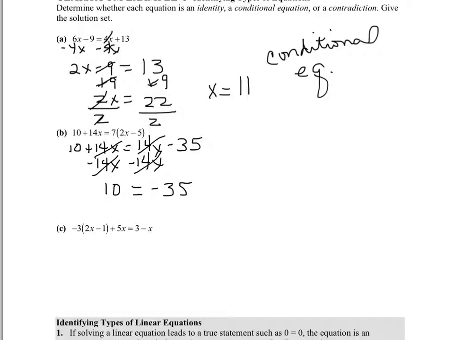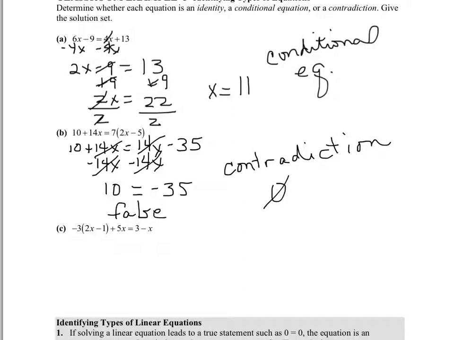Now you have to ask yourself, is this a true statement? Of course not. 10 does not equal negative 35. And if you get a false statement after your x terms disappear, that tells you that you have a contradiction. In other words, it does not matter what number you put in place of x, you will never get the left side to equal the right. That means there is no solution or empty set. Nothing will work for that. If it's a contradiction, then there is no solution to this equation.